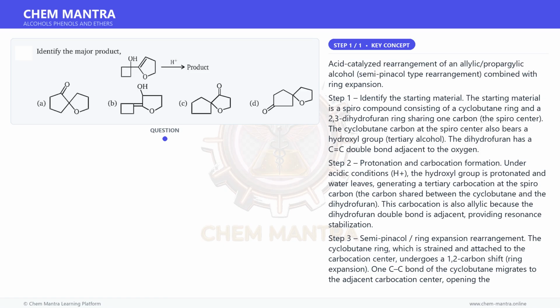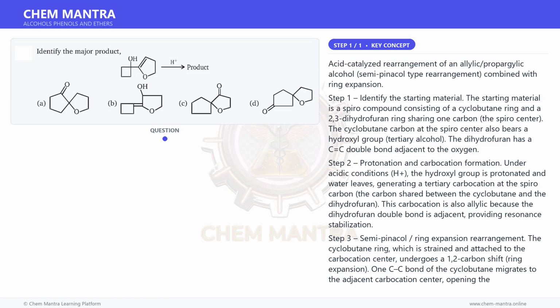Step 1. Identify the starting material. The starting material is a spiro compound consisting of a cyclobutane ring and a 2,3-dihydrofuran ring sharing one carbon, the spiro center. The cyclobutane carbon at the spiro center also bears a hydroxyl group, a tertiary alcohol. The dihydrofuran has a C=C double bond adjacent to the oxygen.